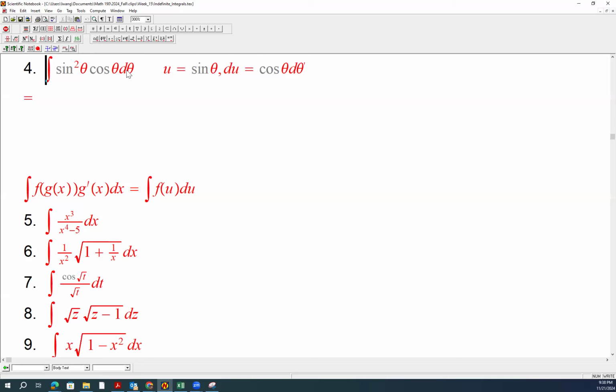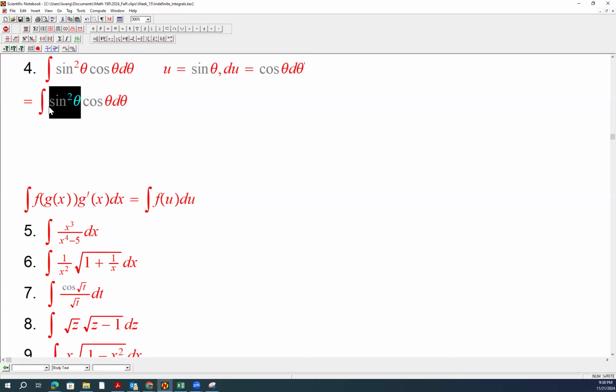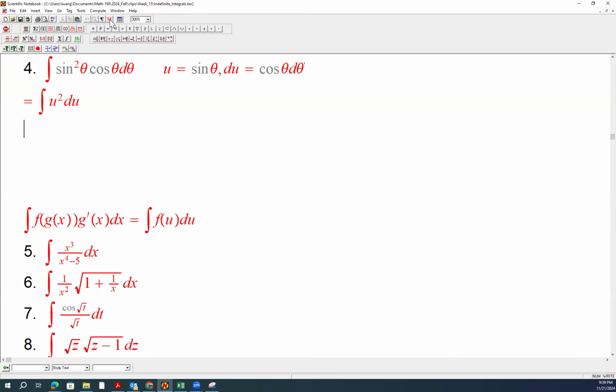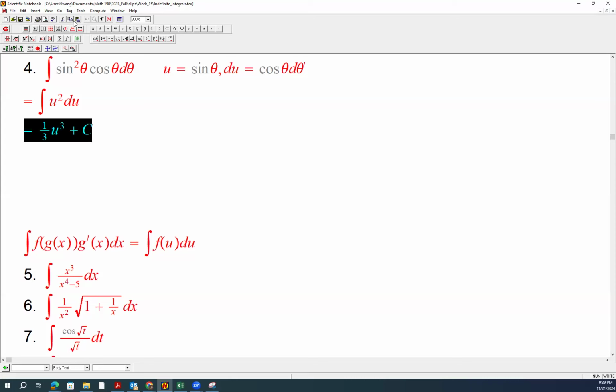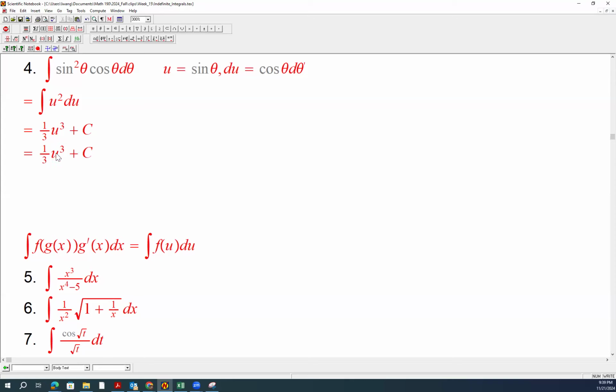Once you have introduced the right expression, this part will be just u squared, and that part is du. Equal to the antiderivative of u squared, which is 1/3 u to the power 3, plus a constant. Last but not least, we bring back the u, which is sine theta. So it's going to be sine to the power 3 theta.